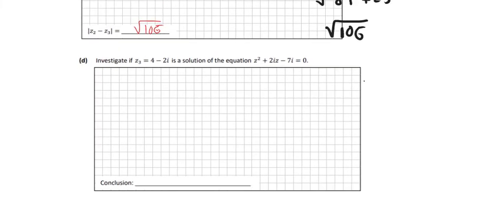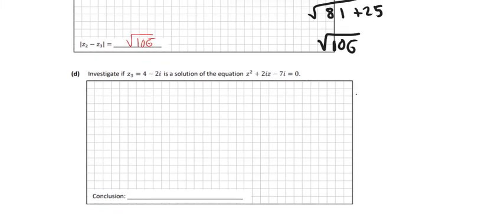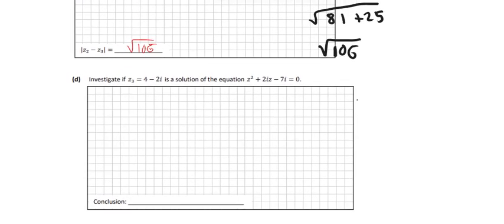So part D then, investigate if z3, which is 4 minus 2i, is a solution of the equation z squared plus 2iz minus 7i equals 0. So that gives us a quadratic here. All we have to do here really is sub in the complex number. So we're going to take this 4 minus 2i and put it in everywhere that there's a z, because we're seeing if it works for z. We're trying to see if 4 minus 2i will make the equation all equal 0 if you put it in instead of z.